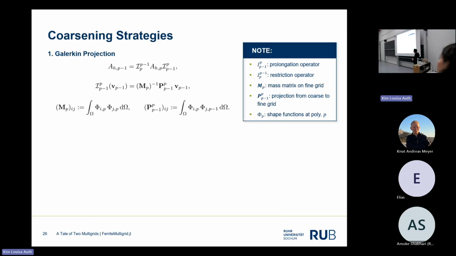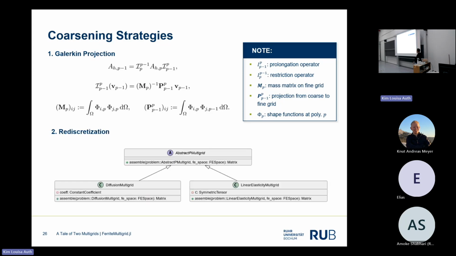The first one is Galerkin projection, which is basically, I'm not going to go into detail into the mathematics, but as you can see here, it depends only on the shape function and the gradient of the shape function, which we can get from Ferrite. The second method is rediscretization, and as the name implies, rediscretization is basically you rediscretize your finite element problem, which the solver doesn't know and the solver shouldn't know.